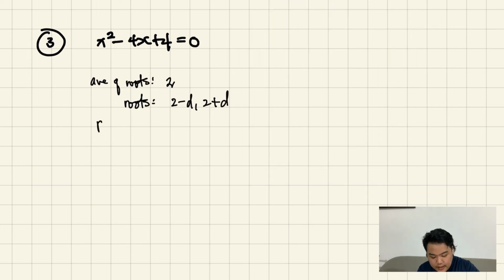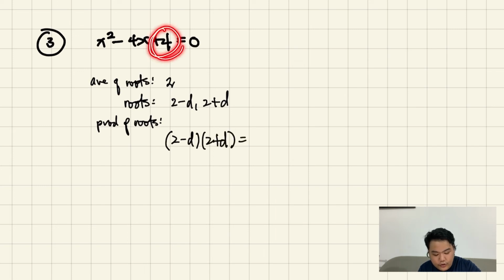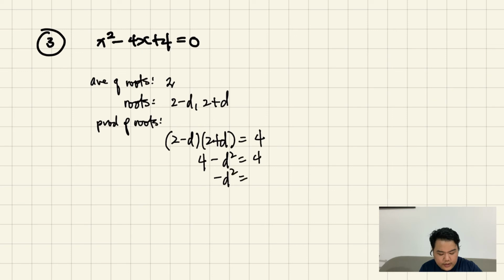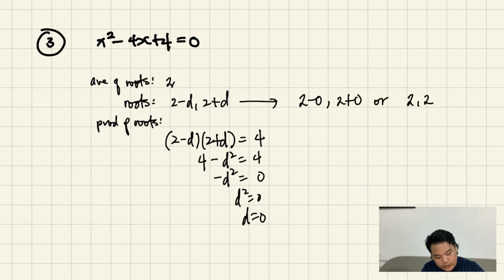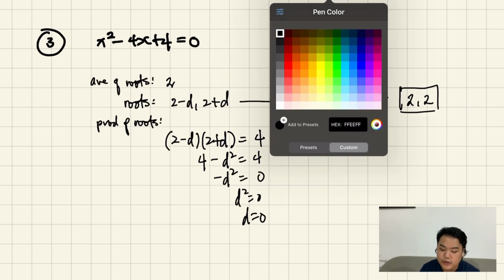At ano yung product? 2 minus d, 2 plus d, which is, ito, yung constant term, 4. Meron tayong 4 minus d square equal to 4. Negative d square equal to 0, or d square is 0, or d is 0. So, ang roots mo na are 2 minus 0 and 2 plus 0, or 2 and 2. Dalawang 2 ang roots natin. So, nakaka-capture niya pa rin yun. Kahit repeating yung roots mo.